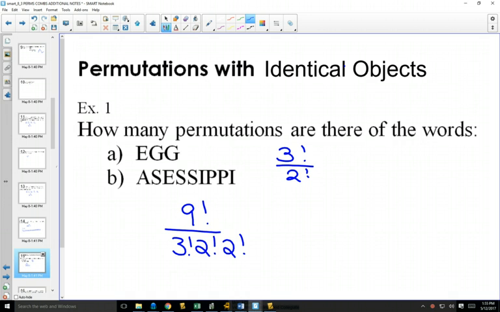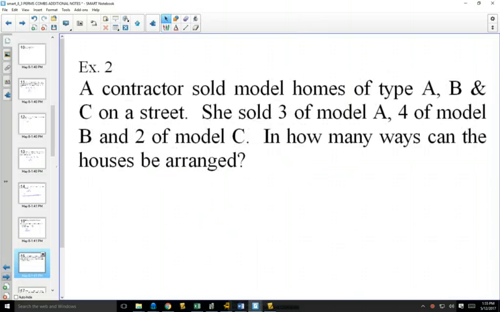So we did this earlier today, permutations with identical objects. Now we're going to be doing some more of those. A contractor sold model homes of type A, B, and C on a street. She sold 3 of model A, 4 of model B, and 2 of model C. So when we read this question, we recognize that there are some identical objects.